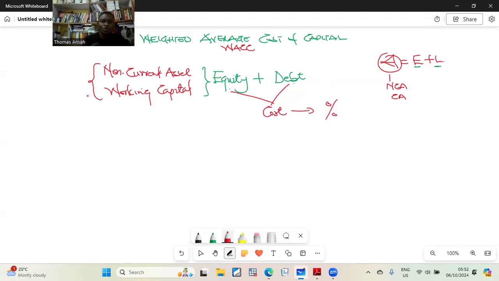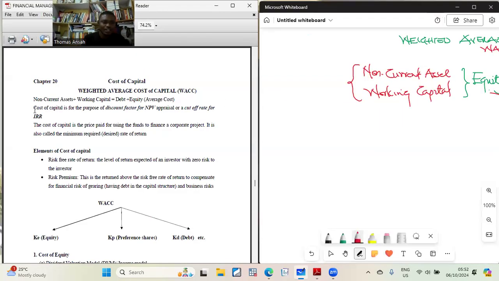What we are doing here is the cost of capital. So what then is the cost of capital? The cost of capital herein is for the purposes of calculating a discount factor for your NPV analysis. We did that before. Or you are looking at it as a cutoff rate for your IRR. That is one part of the definition, and we did that in the investment appraisal.